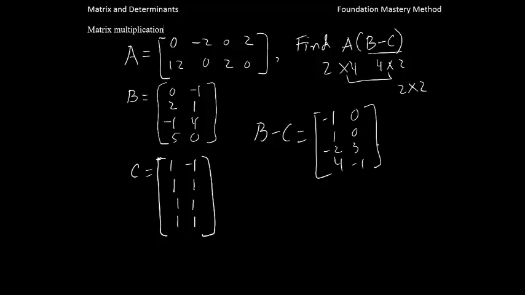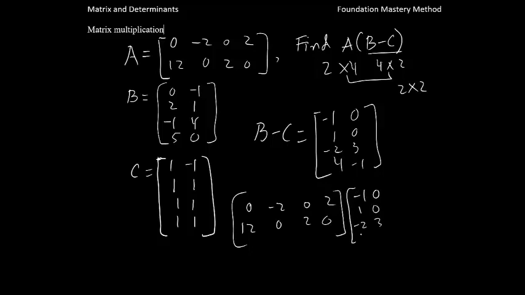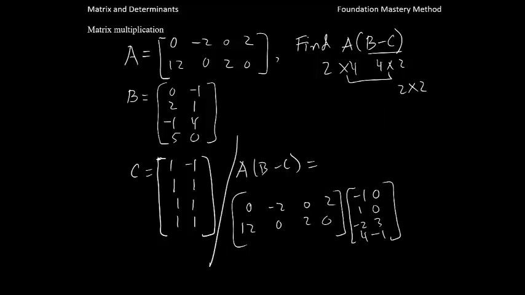Now you need to multiply with A, so our A matrix is, and we got our B minus C is like negative 1, 0, 1, 0, negative 2, 3, 4, negative 1. So now if you continue multiplying, you will see that 0 times negative 1, negative 2 times 1 is negative 2, and then 0 times gone, so 2 times 4 is 8, so you got this one here. Same way if you continue, you'll see at the end your answer will come out like this. You get a negative 16 in here, and you will get 6 in here.